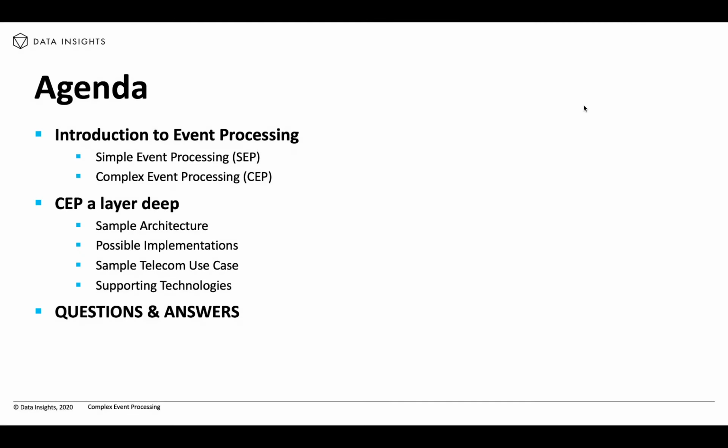Let's talk about this concept of complex event processing. Before we jump into this, here would be the agenda. We would be talking about what exactly event processing is first, and then let's understand what simple event processing looks like, and then we'll go into complex processing as a topic on its own. Then we'll deep dive into the same with a sample architecture, possible implementations, some use cases, and what all technologies are giving us the benefit of complex event processing as one of the main or highlighted features.